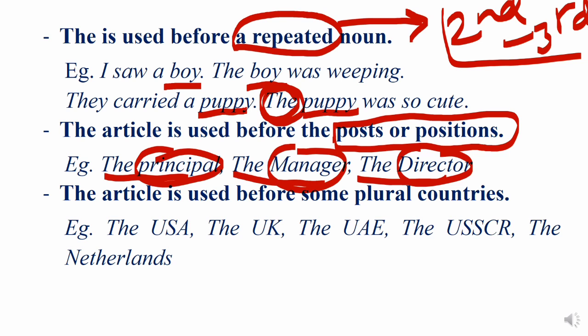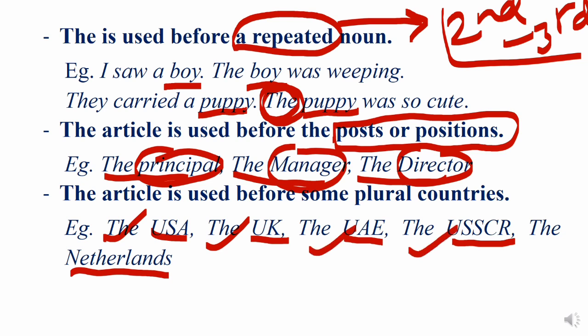The is used before some plural countries. There are some countries only before which we use the article. You know that you have to memorize them. For example, USA, United States of America, United Kingdom, United Arab Emirates, USSR, the Netherlands. These are the plural countries, and before them we use the article. The USA, the UK, the UAE, the USSR, the Netherlands. These are the only countries before which we use the article because they are plural.